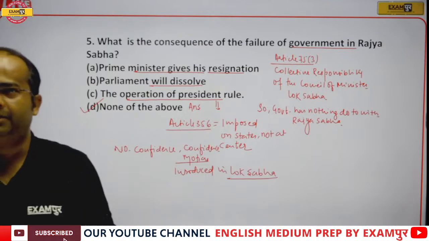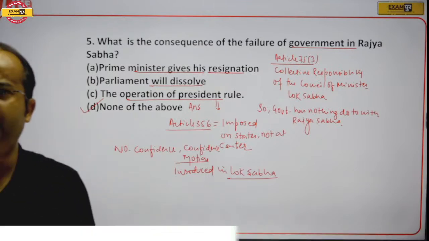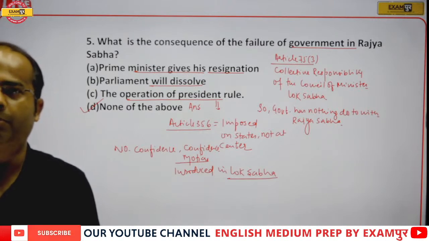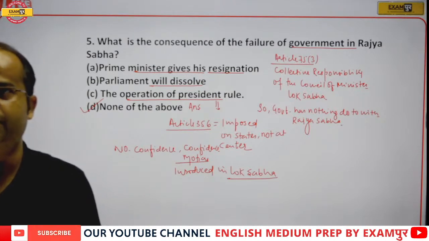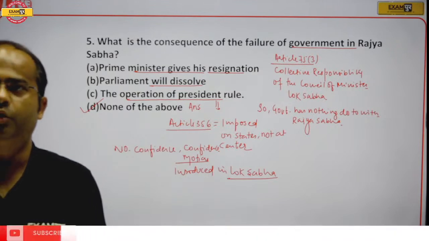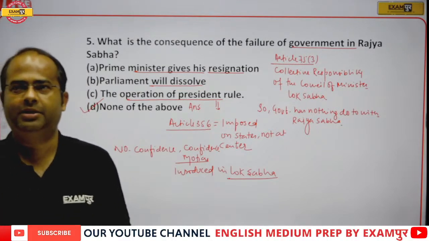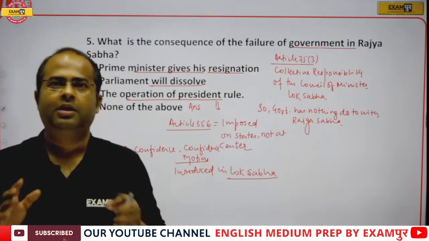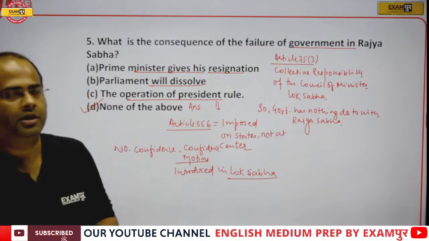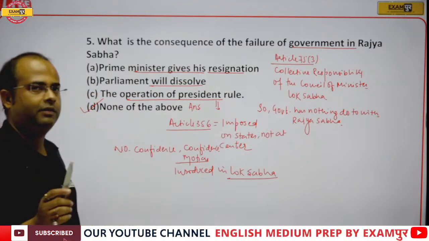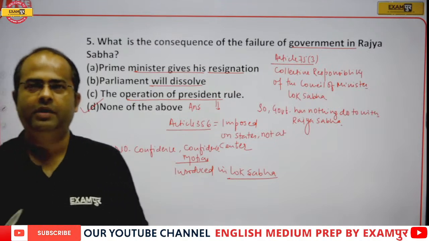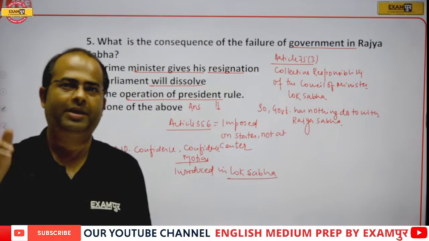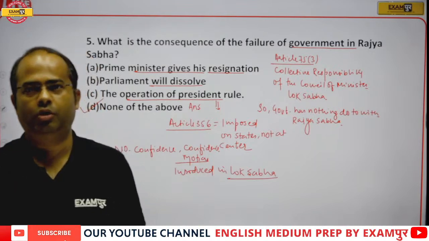I hope this is clear to all of you. These are the types of questions where, if you have read the topic properly and created the concepts, it will be easy for you to answer rather than cramming facts. It is only in Lok Sabha that the government can win or get defeated. So the correct answer is option D, none of the above. Nothing happens if the government is defeated in Rajya Sabha, because the government is always responsible towards Lok Sabha.